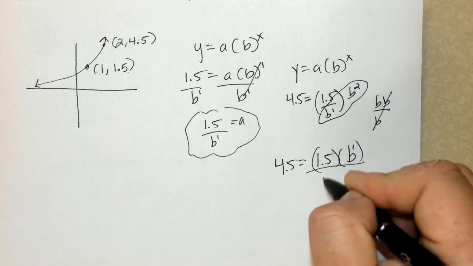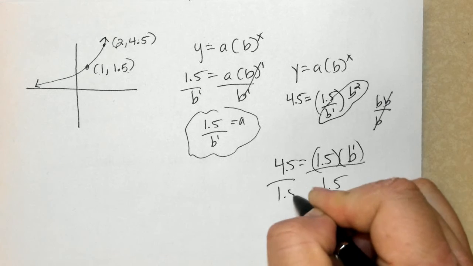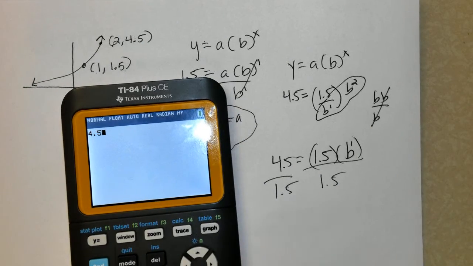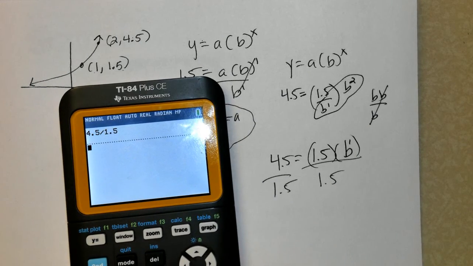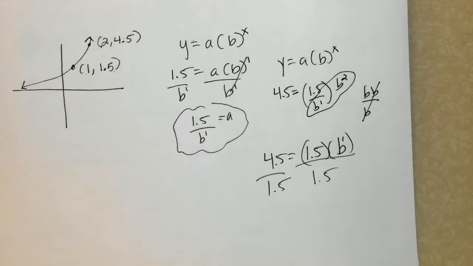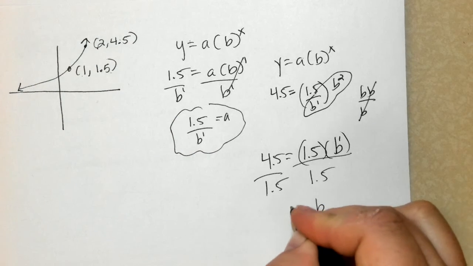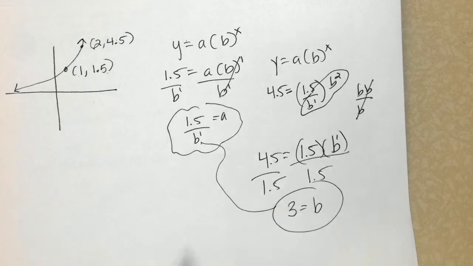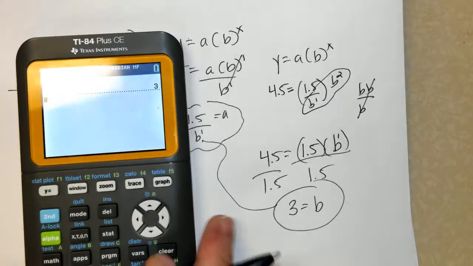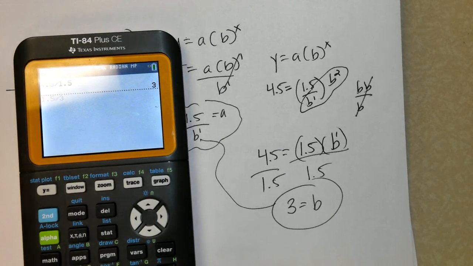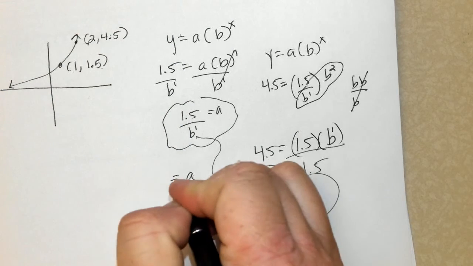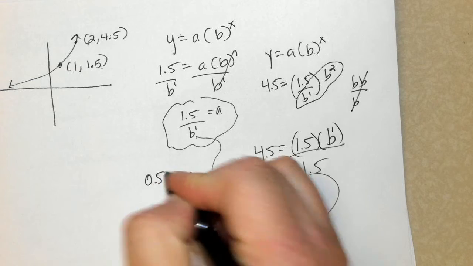So I'm going to start by isolating the b by dividing by 1.5. So I have 4.5 divided by 1.5, and that's going to give us our b value. 4.5 divided by 1.5, and I get an answer of 3. So b to the first, or b, equals 3. Then I have to come back up here and go 1.5 divided by 3 is equivalent to 0.5, or 1/2. It doesn't matter if you write it as 1/2 or 0.5.